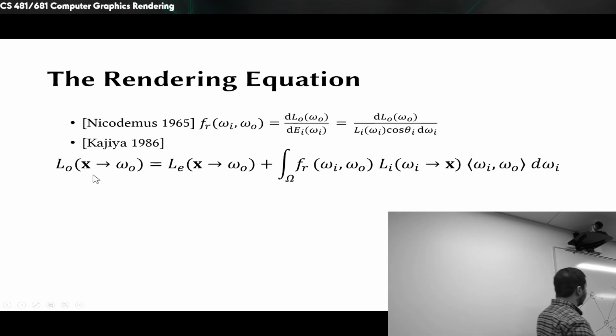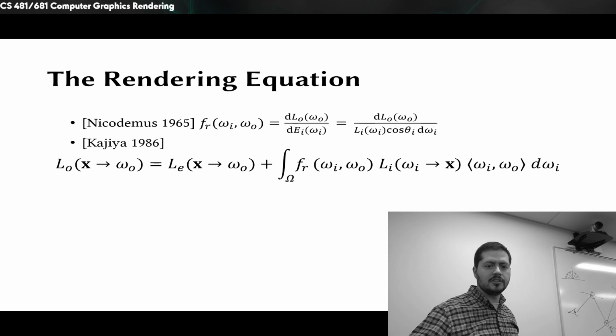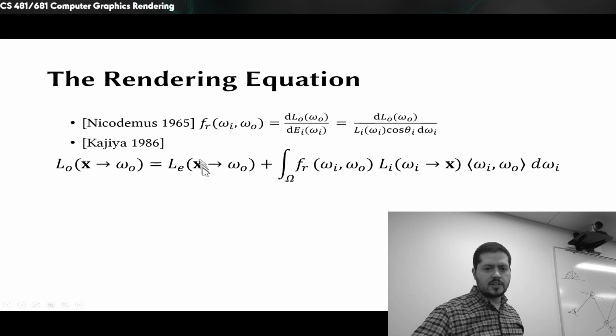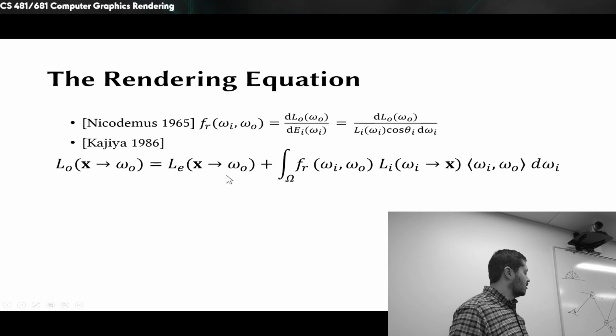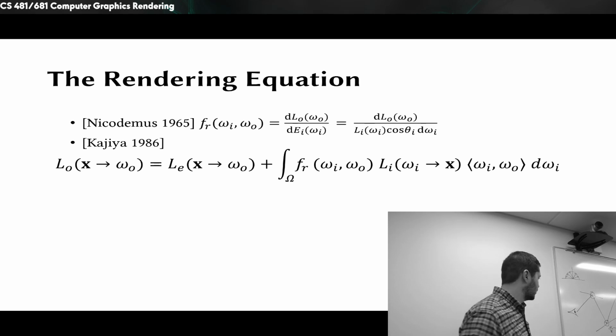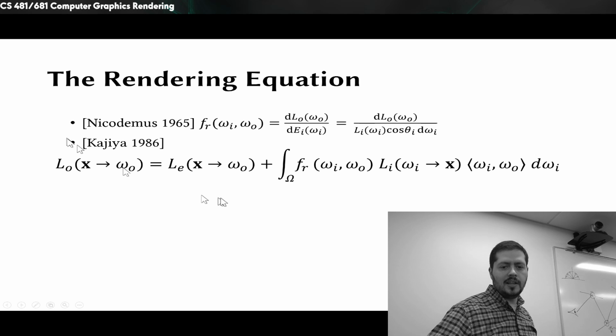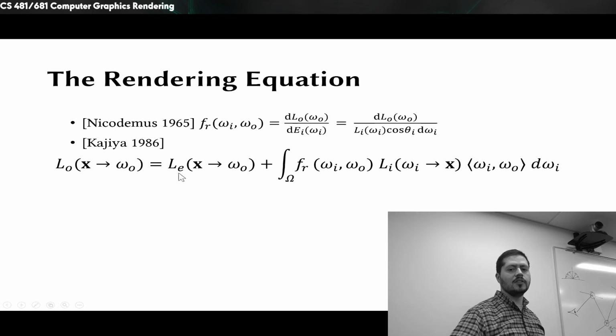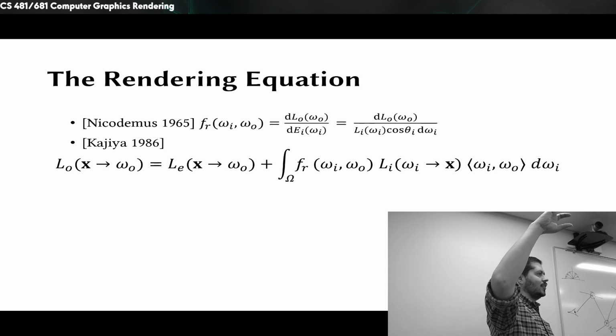the light leaving in any direction from a point X, and that direction is O for out. We use I for coming in, O for going out. So it's a combination of, first of all, is this direction a light source? In other words, the first one is any emission, emitted light. So you can think these are your lights. This is how we represent lights in this picture.